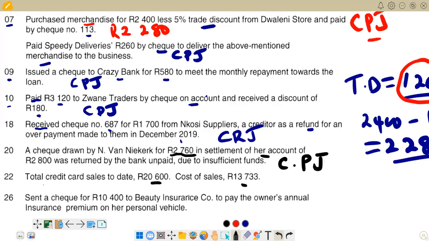Then we've got the cost of sales column that we have in the cash receipts journal, and we put this one cost of sales 13,733. So this one is going to affect our cash receipts journal. So we go there, we can take note of the date, which is 22. And this is coming from total credit card sales. So this means on our document part, we have got the CRT, which is cash register tab, because these are cash sales. So on the document, we are going to put our CRT.